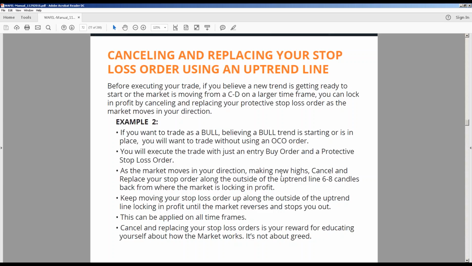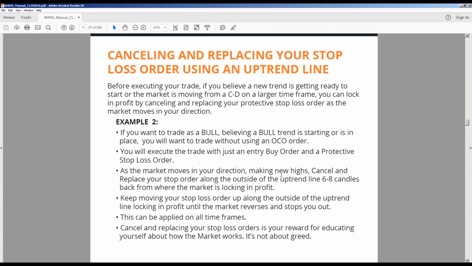So here's example number two. If you want to trade as a bull, believing a bull trend is starting or is in place, you will want to trade without using a one cancels the other order. You'll execute the trade with just an entry buy order and a protective stop. You won't have a target. You won't have a limit.